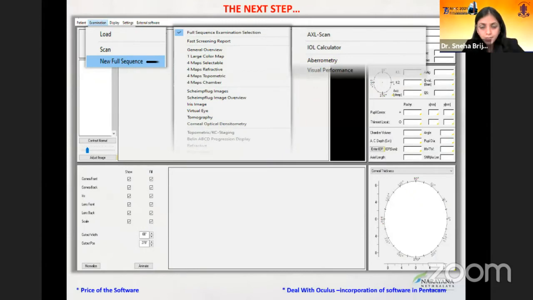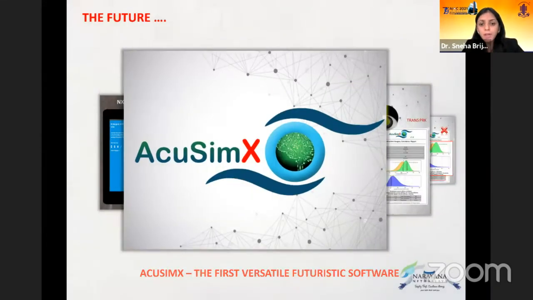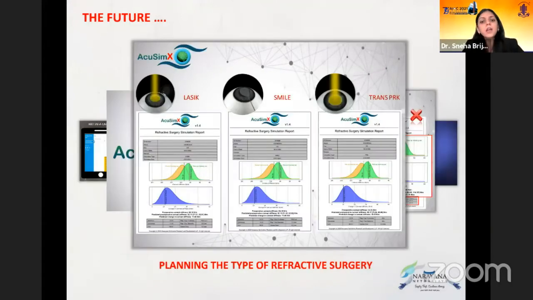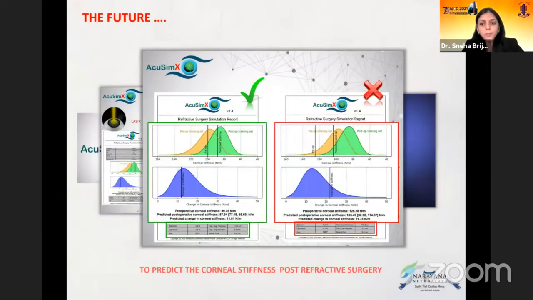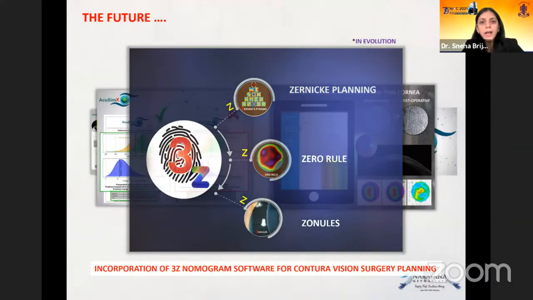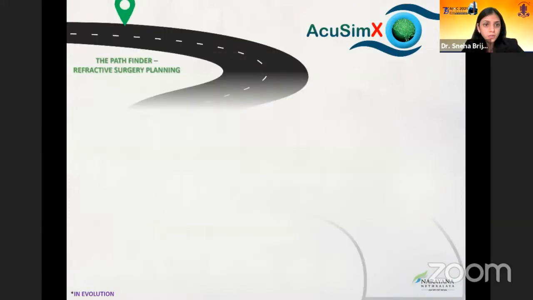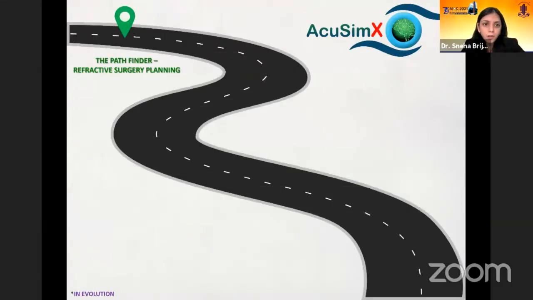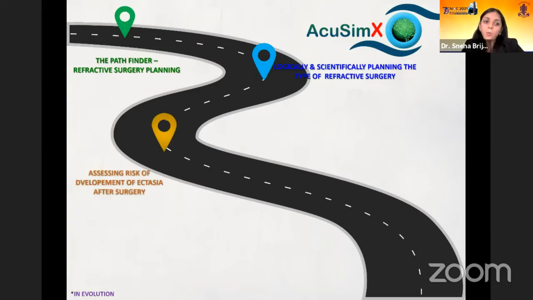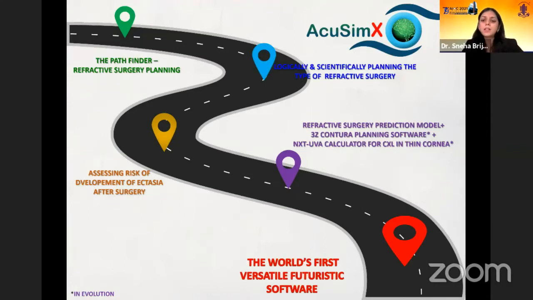It is under beta testing across 20 centers. So it is the first versatile futuristic software. It helps in planning refractive surgery, predicting the post-operative stiffness. We are planning to incorporate a 3Z nomogram for contra vision planning, as well as the NXT UVF for cross-linking in thin corneas, which is an evolution. Thus, it is the pathfinder for refractive surgery planning. It helps in planning the refractive surgery logically, avoiding development of complications. We are planning to incorporate 3Z and NXT-UV, and thus the world's first futuristic versatile software.